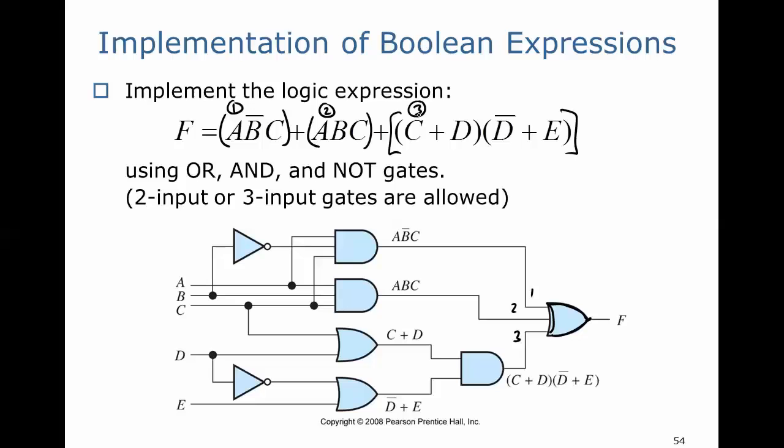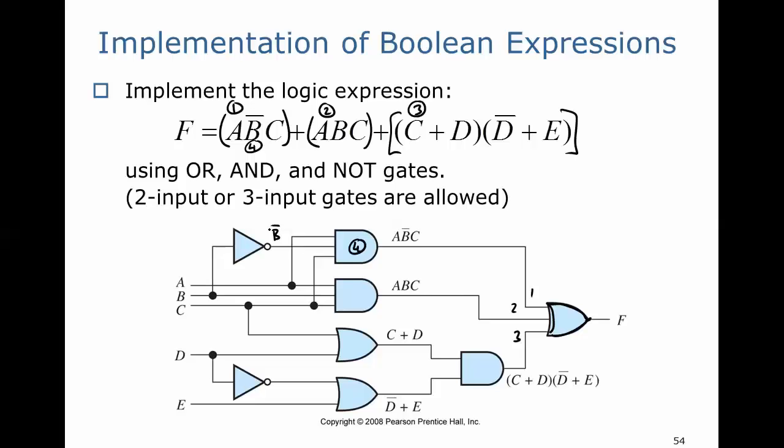Then we look inside each of those terms. So for term 1, we have the product of A with B not and with C. So that means we're going to have an AND gate. I'll say this is 4, and this is going to be implemented here with this AND gate. And we're going to AND A and C and then the not B. So this gives us not B right here.